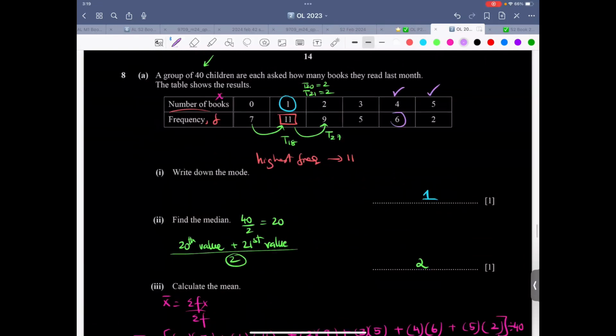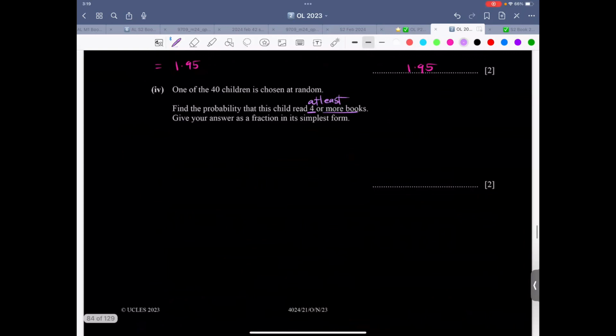What is the frequency? 6 plus 2, that is 8. So the answer is 8 over 40. But since they are asking us to write in the simplest form, therefore I'll write this as 1 over 5. That is a fraction in its simplest form.